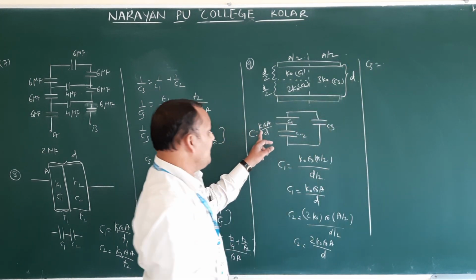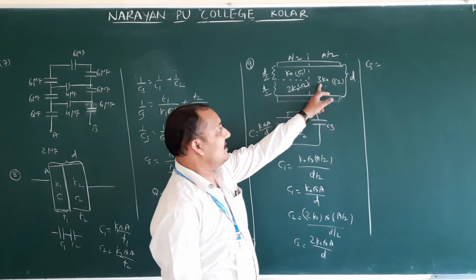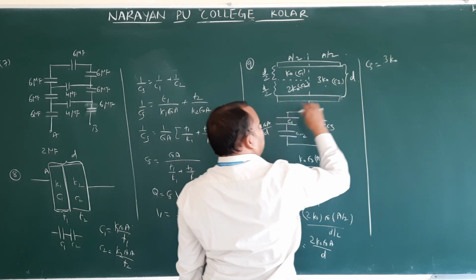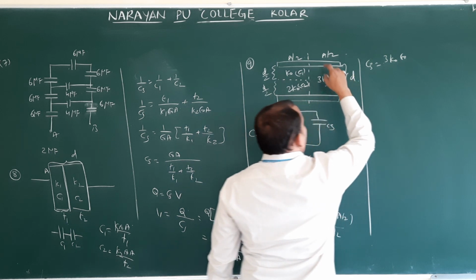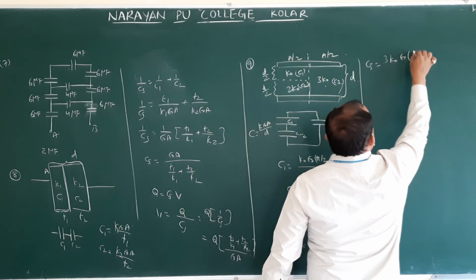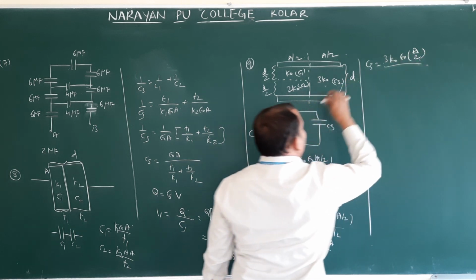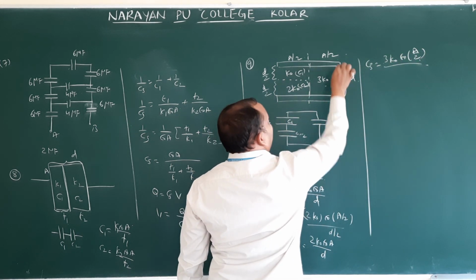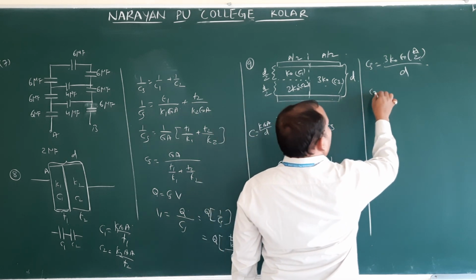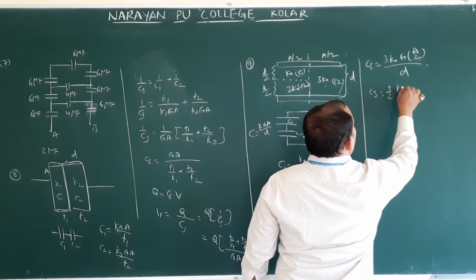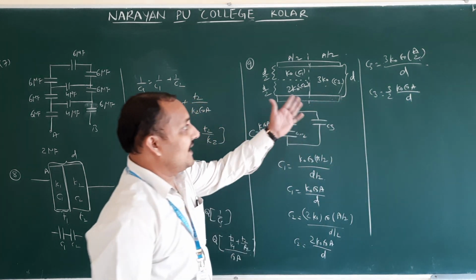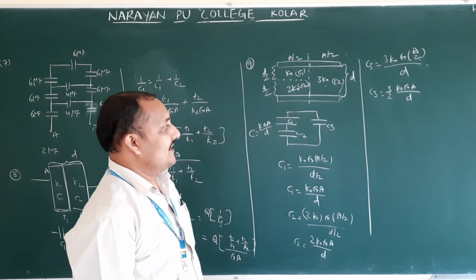C3 means again the same formula: K epsilon naught A by 2. Now, K value how much? 3K0. So 3K0 epsilon naught A is occupying A by 2. Therefore, A by 2, and by separation how much? D. D means D1. Then C3 is equal to 3 by 2 K0 epsilon naught A by D.